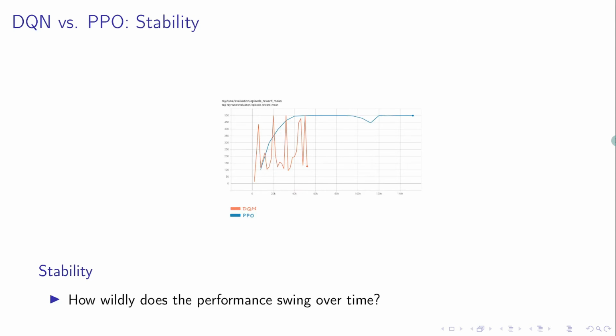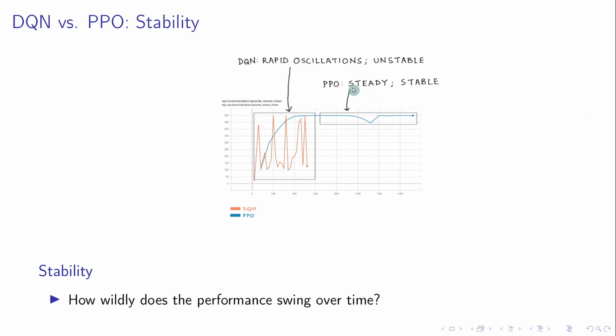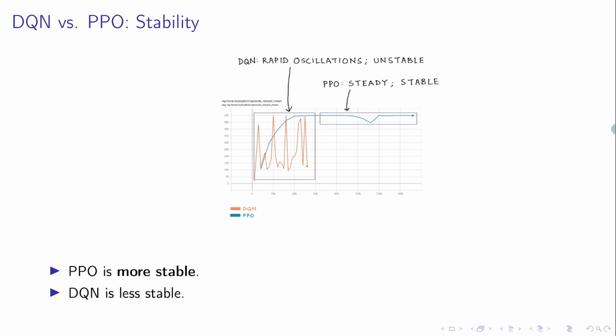Now let's look at another important learning metric called stability. Stability can be inferred by checking how wildly the algorithm performance swings over time. So DQN seems to have rapid oscillations during learning, while PPO seems to have a much smoother and steadier learning. Therefore, we say that PPO is a more stable algorithm and DQN is less stable.